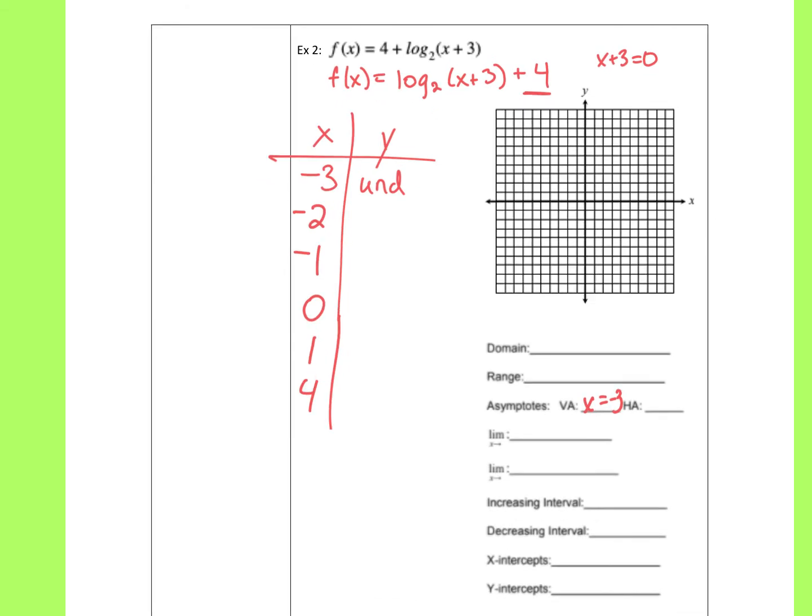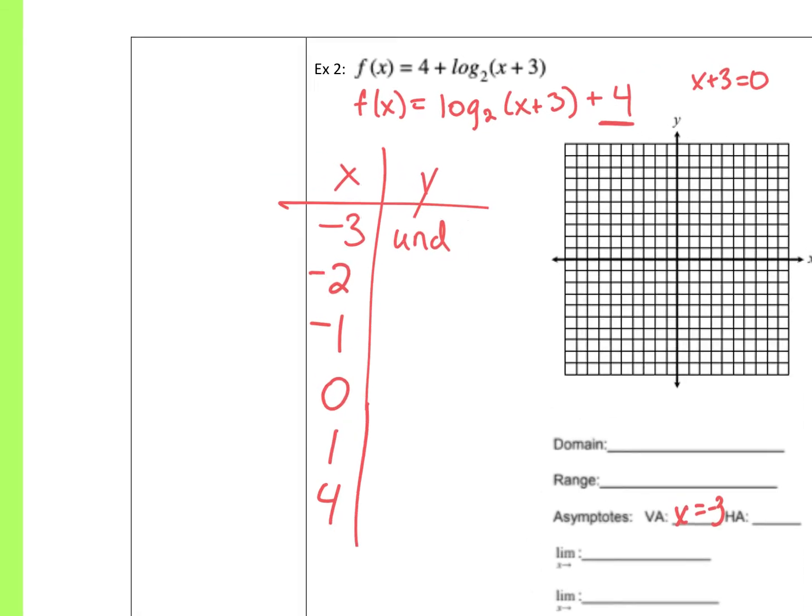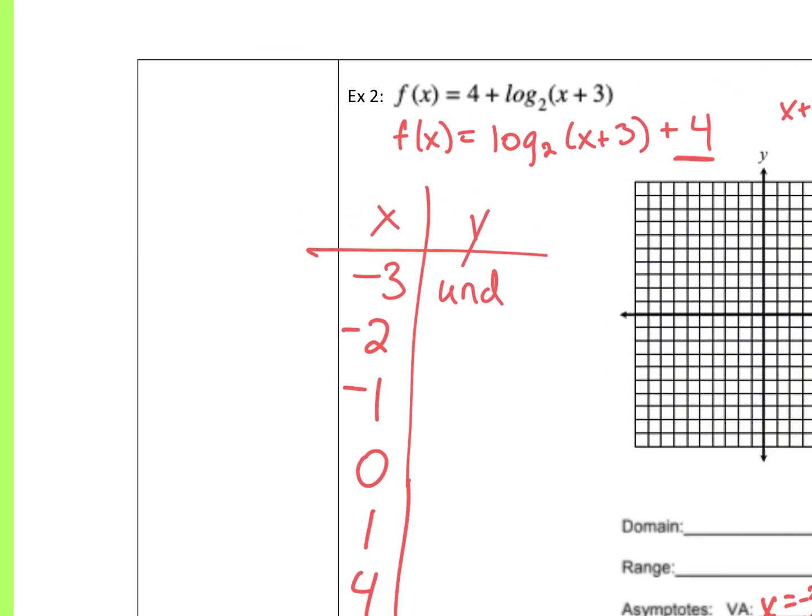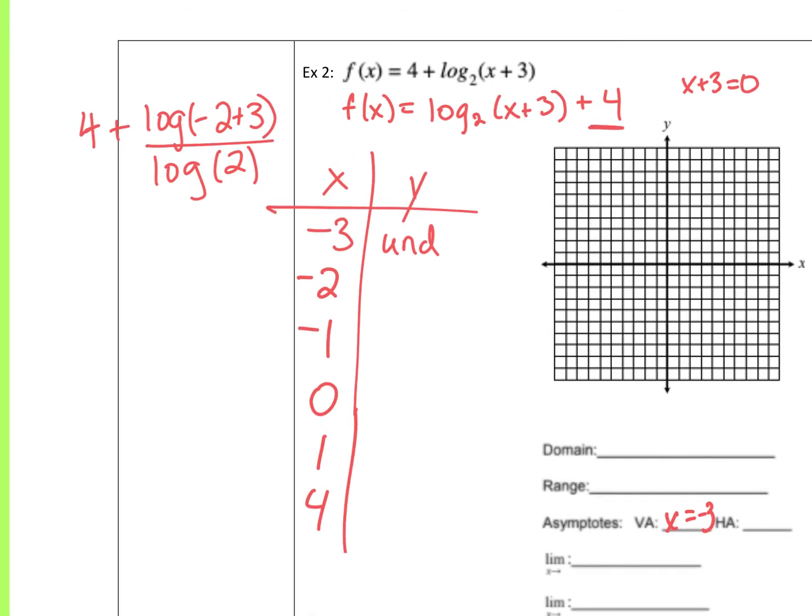Okay, let's go ahead and plug in these values. So again, be careful typing these into your calculator, but if you were to type these in, you have two options. You can do 4 plus, and then type log, parenthesis, type in your negative 2, plus 3, close parenthesis, divided by log of 2, right? Our base? Okay. You could also put the plus 4 on the back too, okay? Just make sure you close that parenthesis before you do it. Either way you do it, for negative 2, what should you get?